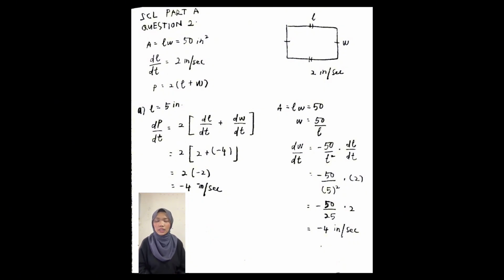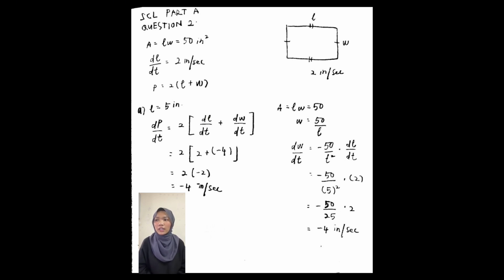Then list down all the information given, which are A, which is also length times width, equals 50 inches squared, dL/dt equals 2 inches per second, and perimeter equals 2(length plus width). Then the question wants us to find dP/dt, which is the perimeter changing with respect to time. So write the equation as dP/dt equals 2(dL/dt plus dW/dt).